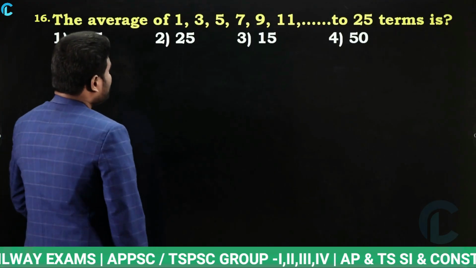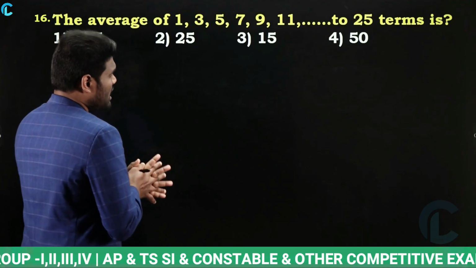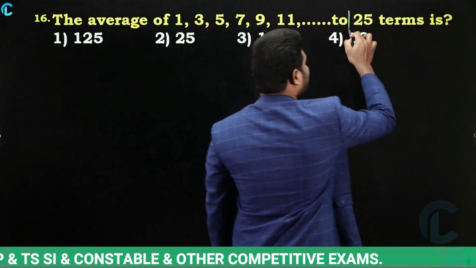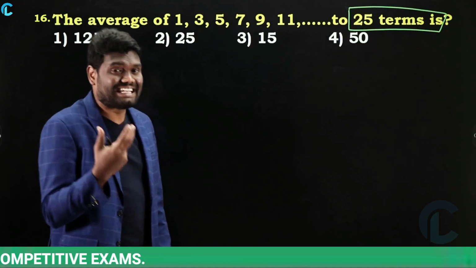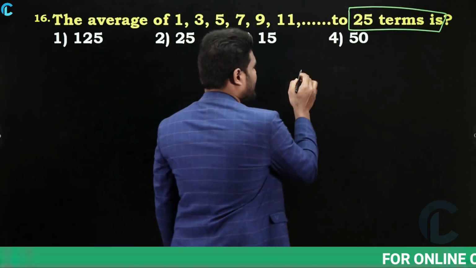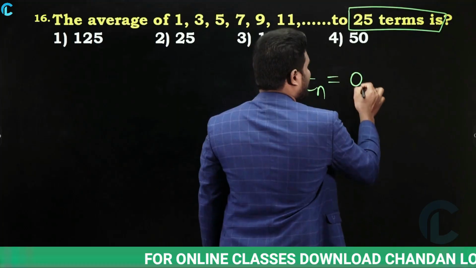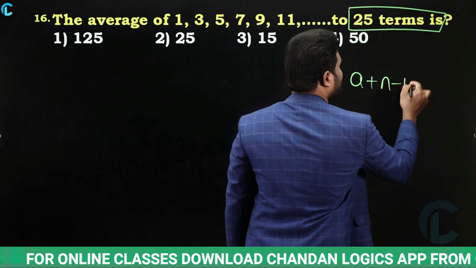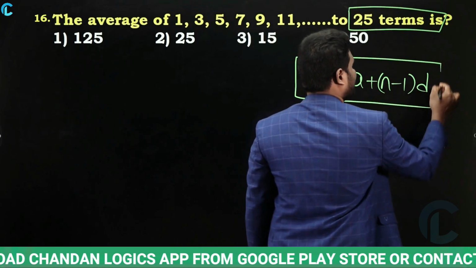Next question. The average of 1, 3, 5, 7, 9, 11 and so on up to 25 terms. This is not 25, up to 25 terms is your question. Now look here, if I need to find the nth term, you already have the formula to find the nth term, which is nothing but a plus n minus 1 into d. This is nothing but the formula to find the nth term.